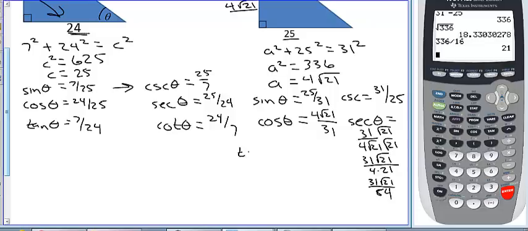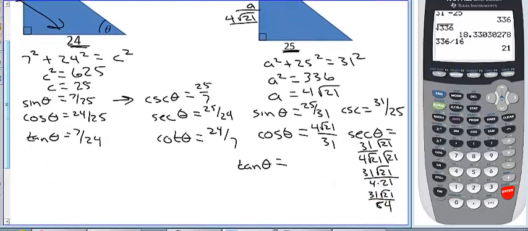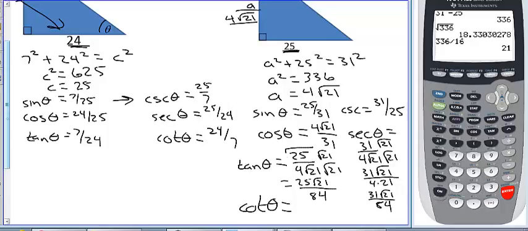Now we need tangent of theta. And tangent is opposite, SOHCAHTOA, opposite over adjacent. So we have 25 over 4 square root of 21, and that's going to be 25 square root of 21 over, multiplying both top and bottom by square root of 21, 4 times 21 again is 84. So now when we do cotangent of theta, I'm going to take this one right here and turn that upside down. So 4 square root of 21 over 25.